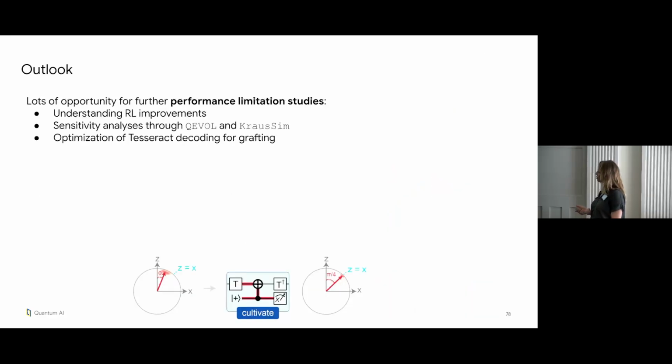In the future, there's a lot of opportunity for improving the performance even further. One thing we can do is study exactly what RL was doing. We just gave it the circuit, and it's a little bit of a black box right now, but we can understand in more detail why it improved things so much, and then use that to refine our calibration protocol. Also, run some sensitivity analyses to different noise sources and further circuit optimizations resulting from those, and optimize the parameters for Tesseract for grafting.